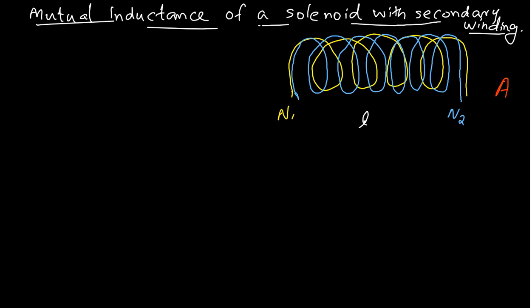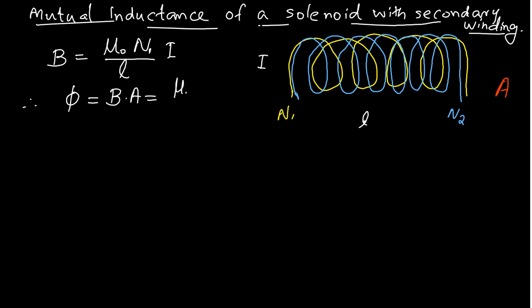When current I passes through the primary solenoid, the magnetic induction produced along the axis of the solenoid is B equal to mu 0 N1 divided by L into I. Therefore, the magnetic flux through the cross section, phi, equal to magnetic flux density into area, equal to mu 0 N1 I divided by L into area A.